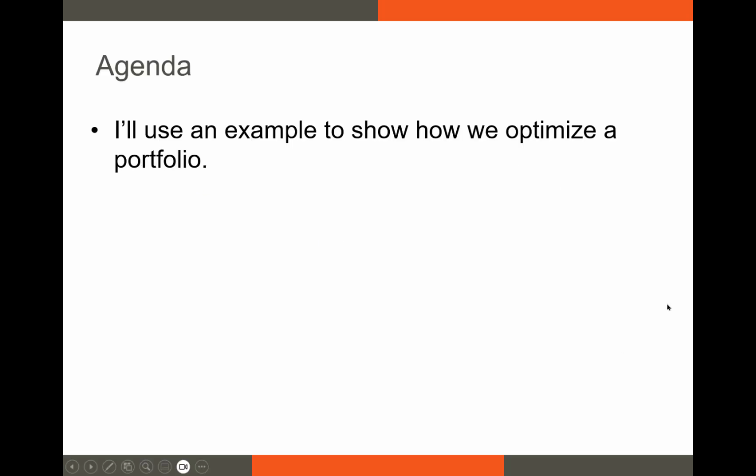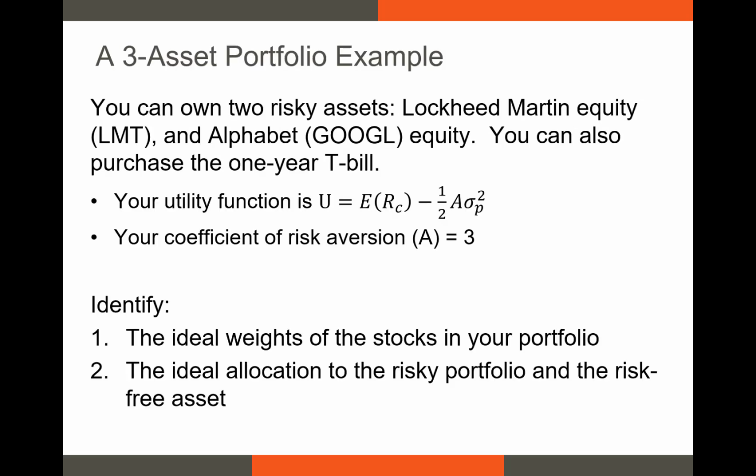So our agenda in this video is very, very simple. I'm going to show you one example, and that example is going to involve me optimizing a portfolio using the entirety of modern portfolio theory. So here's our scenario. We have two risky assets we can invest in, Lockheed Martin and Alphabet, or ticker symbol Google. Now, you can also purchase unlimited amounts of a one-year T-bill.